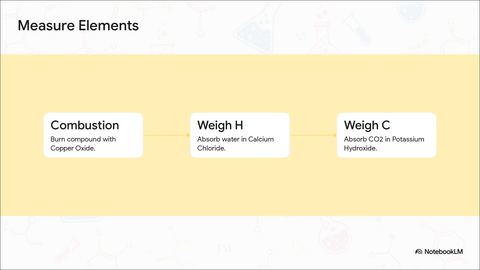Step 1, you burn a known mass of your organic compound with copper oxide. Step 2, the hydrogen in the compound turns into water vapor, which gets absorbed in a tube of calcium chloride. Weigh that tube before and after, and boom, you have the exact weight of your hydrogen. Step 3, the carbon turns into CO2, which is absorbed in a second tube containing potassium hydroxide. The weight difference there gives you your carbon. It's a completely foolproof way to read the building blocks.